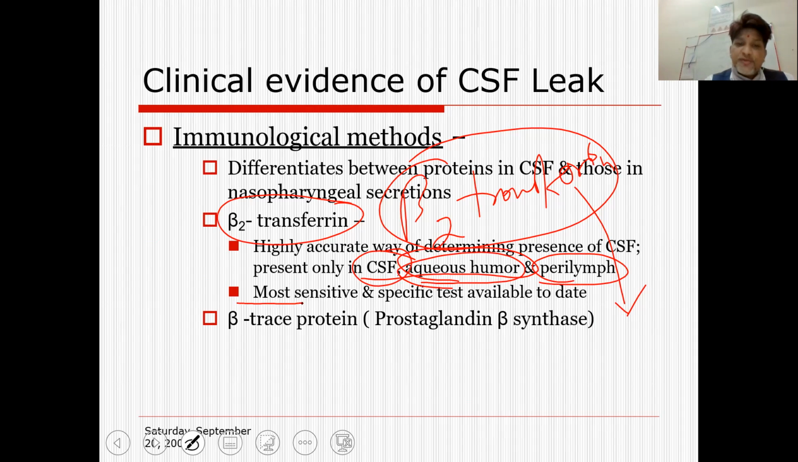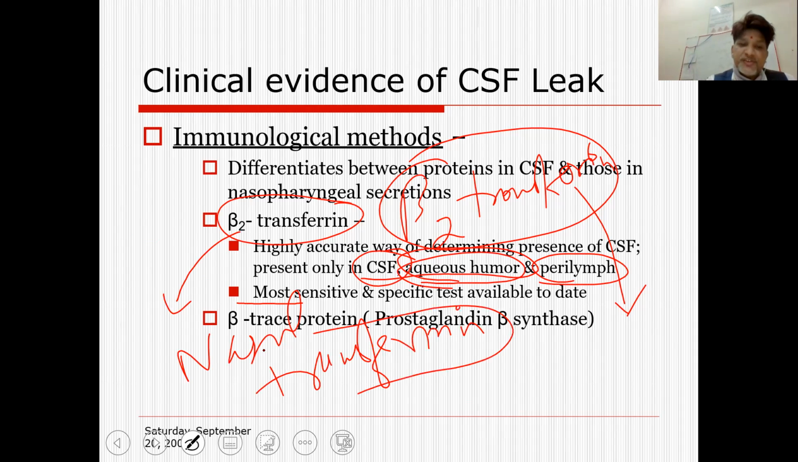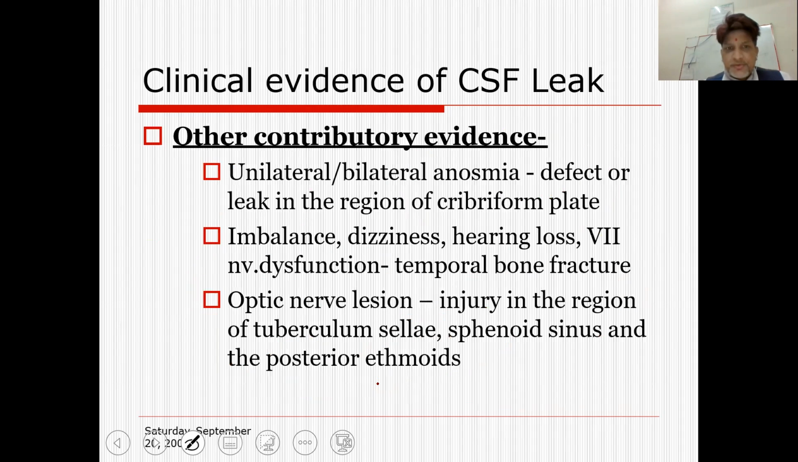So the presence of this beta 2 transferrin in a nasal secretion virtually rules out any other pathology, and you can say with a certain amount of conviction that the patient is having a CSF leak through the nasal cavity and nothing else, because the presence of aqueous humor and perilymph are a remote possibility. The chances of having these two presentations are only bookish. So not even bookish, you can say.